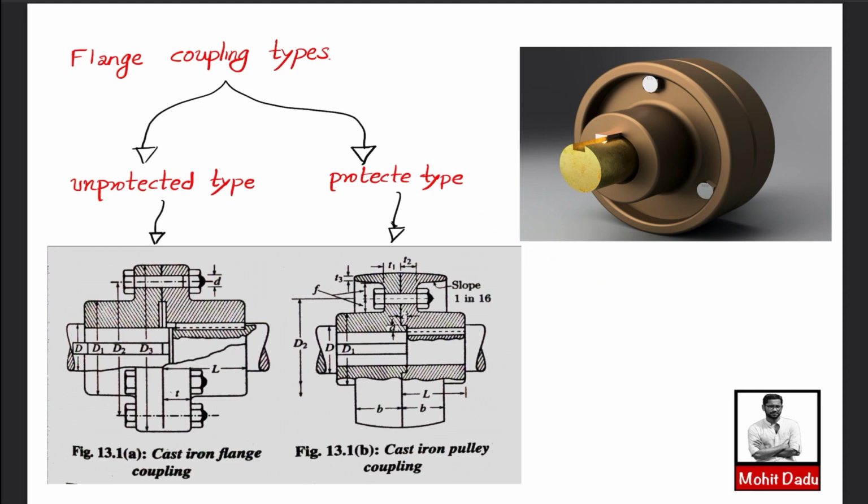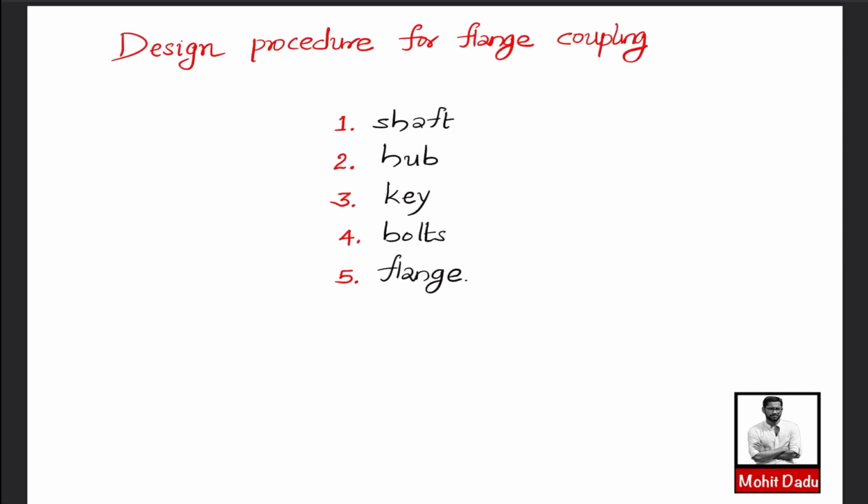The design means we have to evaluate all these parameters. Here you can see values D, D1, D2, D3, L. So different parameters are there. Here also you can see. So by design of this flange coupling we have to find the value of all these parameters. The first step is to find this diameter, where D is the diameter of the shaft. All the remaining parameters can be represented as functions of this diameter D. We will see this in detail while solving a problem in this video itself. Here you can see the design procedure for flange coupling.